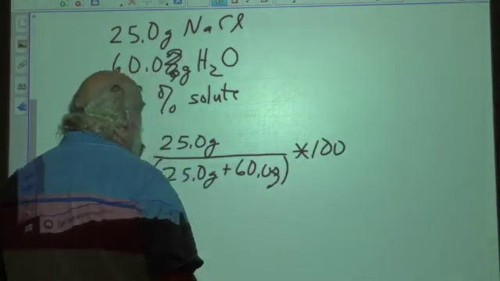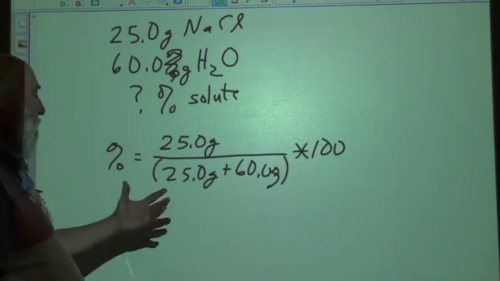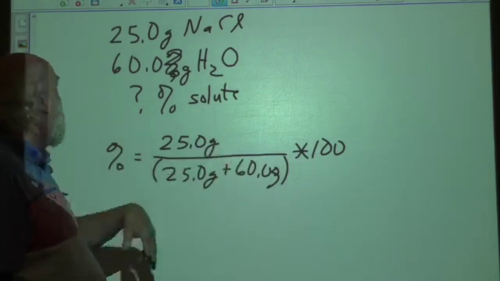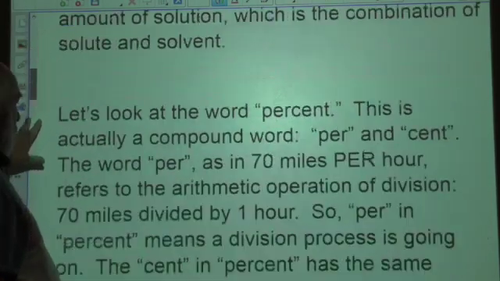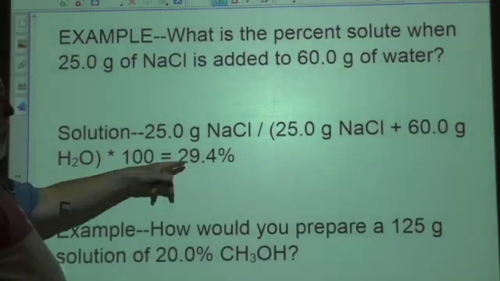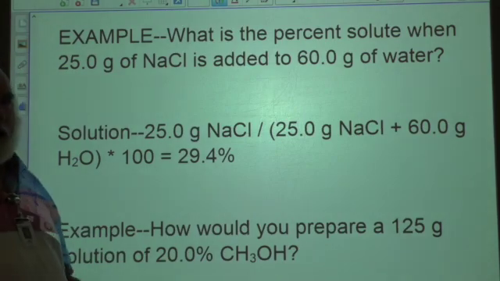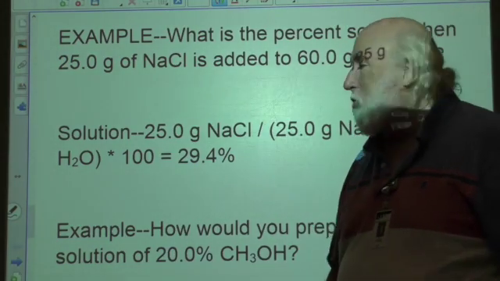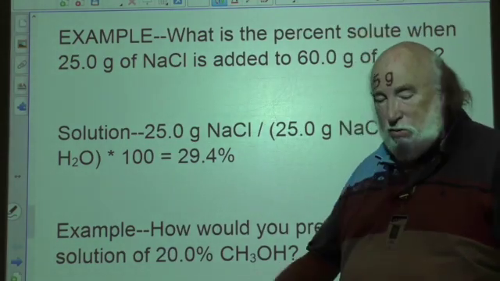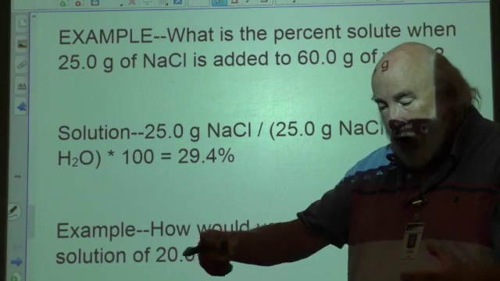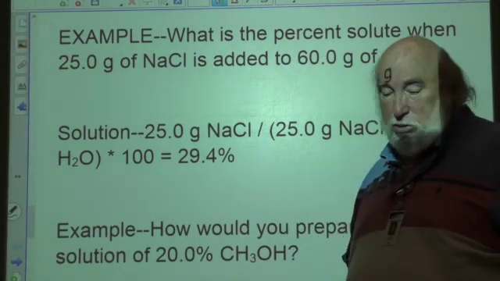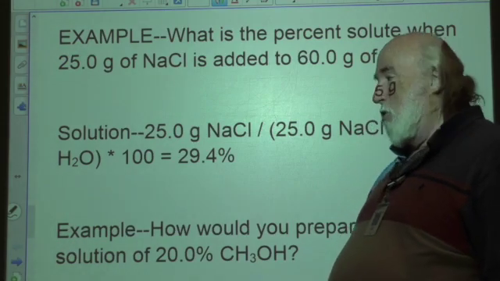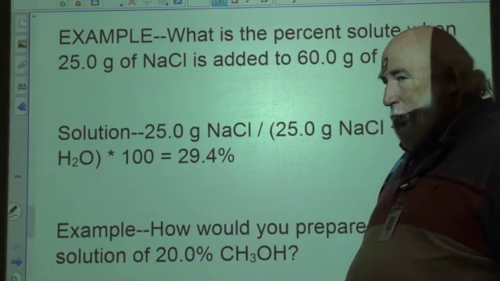So on your calculator, you're going to take 25.0 divided by, and you put that in parentheses, or I think you might be able to add 85 grams, times 100, and we get a value of 29.4%. So 29.4% of the solution is going to have sodium chloride in it. In other words, if we divided the solution into 100 little cubicles, 29.4 of the cubicles will contain salt and the rest will contain water, if you can get them separated before they mix together.